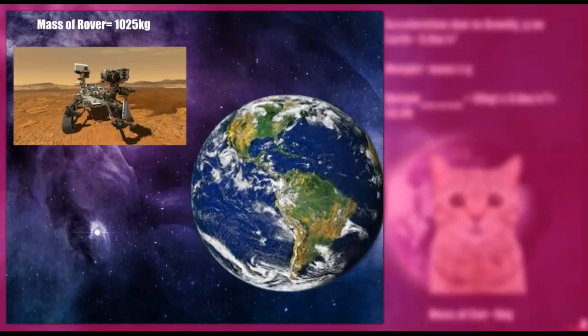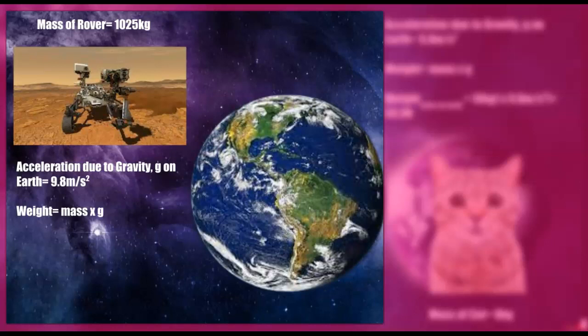So first, let's think about the Perseverance rover while it's on the surface of the Earth, before it was launched out into space. The mass of the rover itself is 1,025 kilograms, about 2,260 pounds. On the surface of Earth, we know that the acceleration due to gravity, or g, is equal to 9.8 meters per second squared. To calculate the weight of the rover on Earth, I would use my weight formula, which is weight equals mass times g.